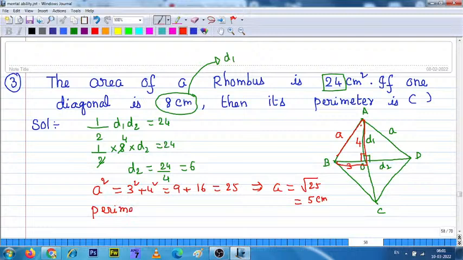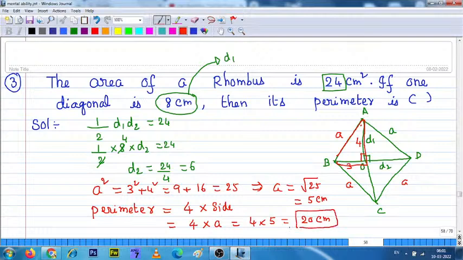So perimeter is given by, perimeter is equal to, so this is A, this is A, this is A. So 4 times A, 4 times the side. Perimeter just like a square only. 4 into A, that is 4 into 5. 20 centimeters is the perimeter. Perimeter is 20 centimeters.